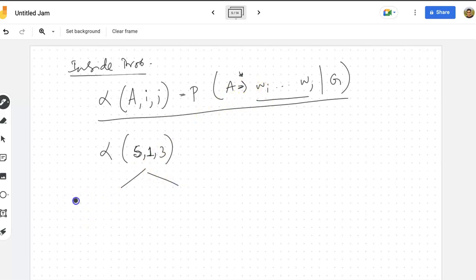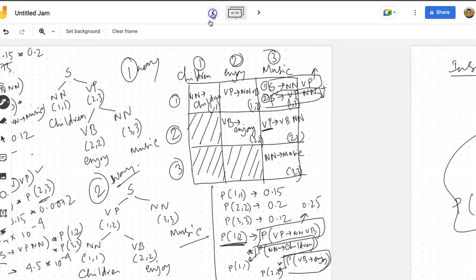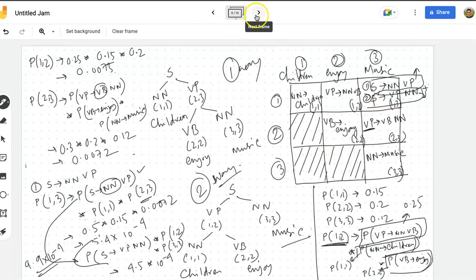One way is S tends to VPNN, and this is another way, S tends to NNVP, or I may have forgotten that. So that's why we are summing over them to get the inside probability. Inside probability is the simple thing: given a symbol, and the start and end index, and the grammar, what is the probability this start symbol will derive the sentence. This is how we made this.